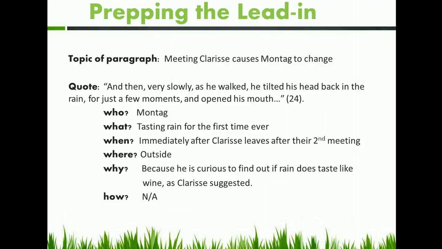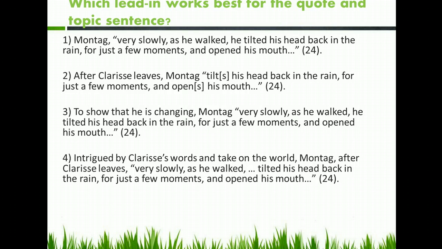So I'm going to use this information that I just gathered, and I'm going to really kind of discern what is important to talk about before the quote. So let's take a look at some examples. Which of these lead-ins is best for the quote and the topic sentence? Number 1, "Montag, very slowly as he walked." Number 2, "After Clarice leaves, Montag tilts his head back in the rain." Number 3, "To show that he is changing, Montag, very slowly as he walked." Or number 4, "Intrigued by Clarice's words and take on the world, Montag, after Clarice leaves, very slowly as he walked, tilted his head back."